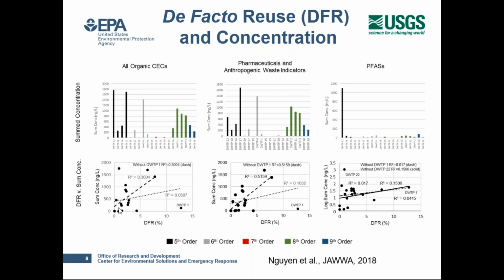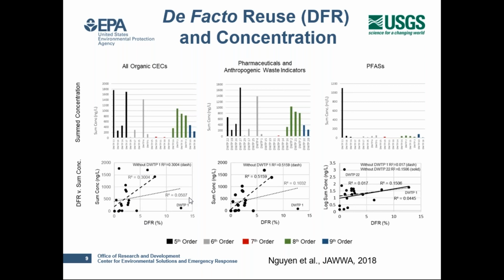We had one outlier, utility 1, that had a higher de facto reuse, but we had some issues during sampling and had to throw out a lot of samples. So if we exclude utility 1 and just plot the rest, we get an R-squared of about 0.3, which means 30% of the difference between the samples can be attributed to or explained by the de facto reuse.